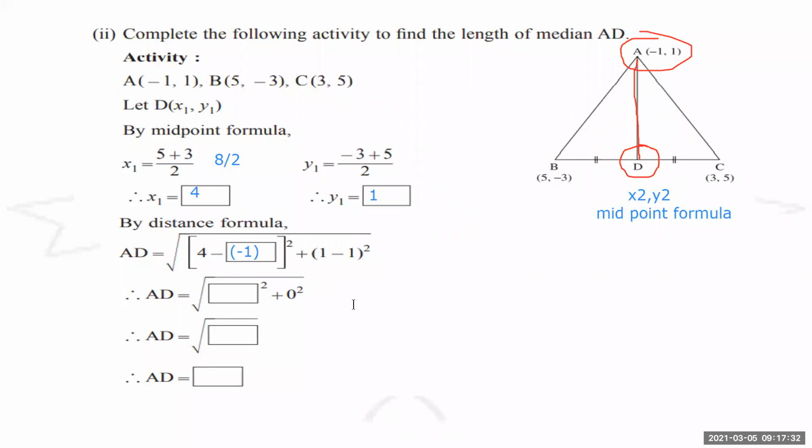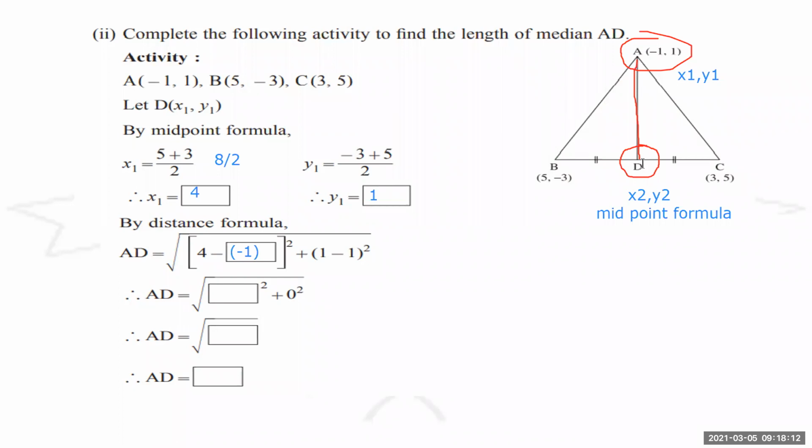Understand? See, x2 minus x1 the whole square. So you are taking the coordinates of A as x1, y1. Is this clear to all the students? Yes, sir. So your x1 is minus 1. Is this clear? So 4 minus of minus 1, the whole square, plus, check here.